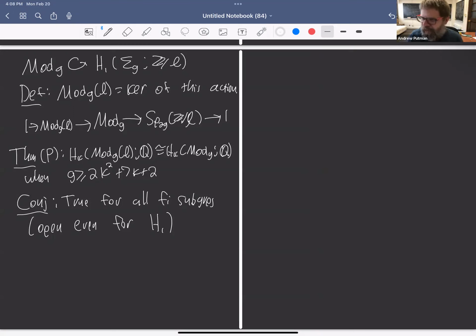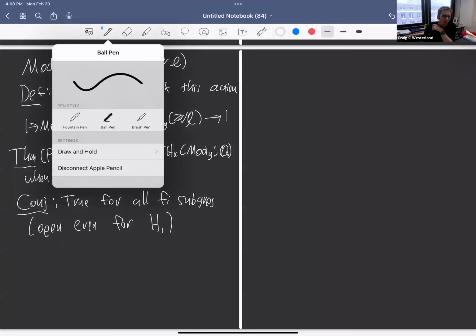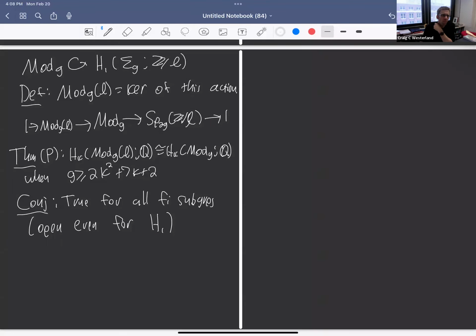Are there any other questions? Would that follow from the congruence subgroup property for the mapping class group? No. The congruence subgroup property is not known to imply that.